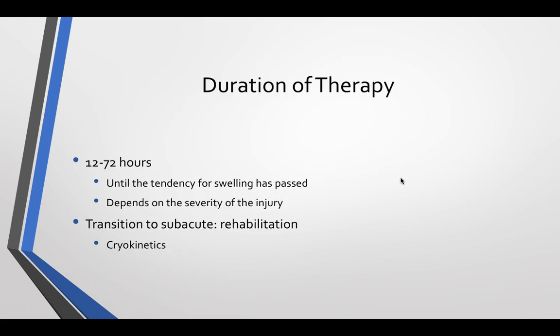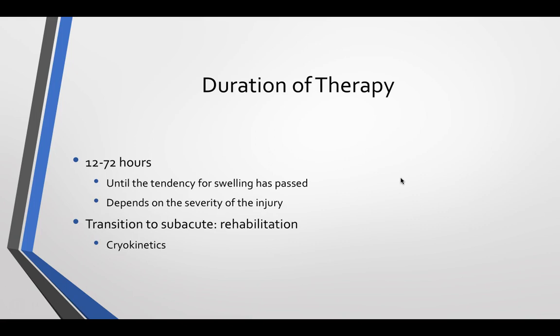So how long should we be doing this? 12 to 72 hours. Again, we don't love rules of thumb as far as times go. We want to use our signs of inflammation to tell us that we're starting to move out of the inflammatory response phase. So the big question is until the tendency for swelling has passed. And that's obviously going to depend on the severity.